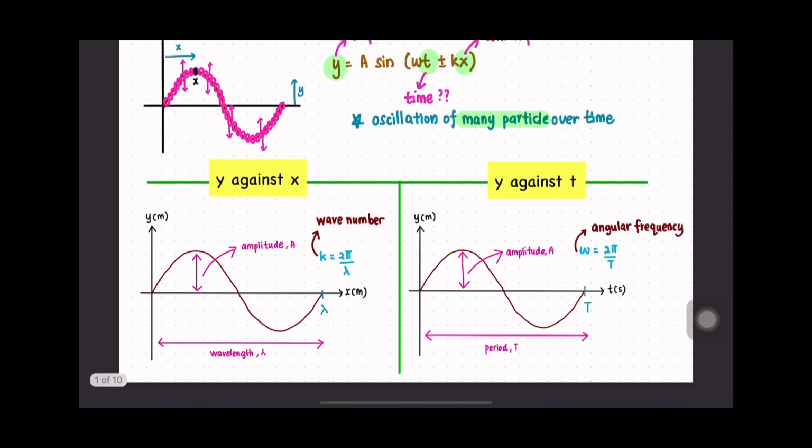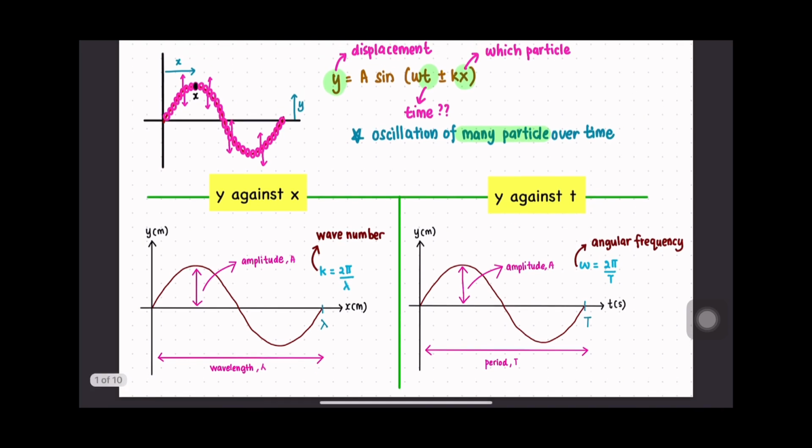This is just a basic graph that I show, the y, x graph, for example a sine graph. The new things you will learn in chapter 10 are wave number and wavelength. For the displacement against time t graph, the symbols are analogous to what you learned in simple harmonic motion. One complete cycle is the period, and the period is related with angular frequency.